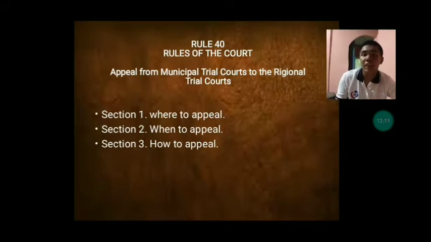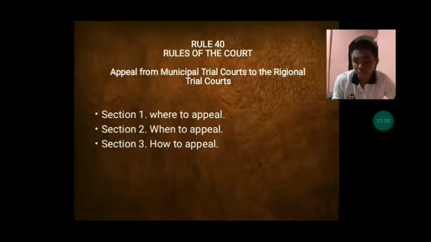The title of the case shall remain as in the court of origin, but the party appealing the case shall be further referred to as the appellant, and the adverse party as the appellee.